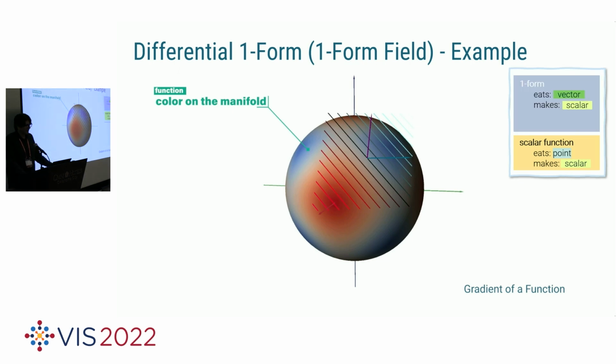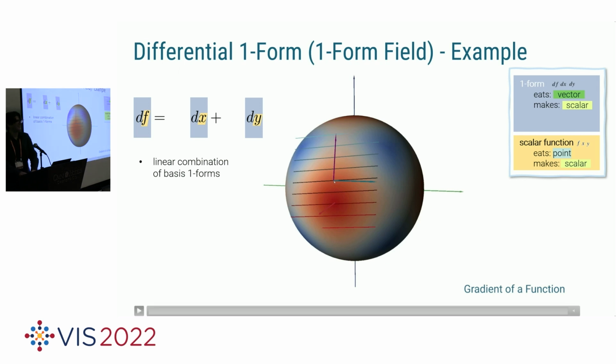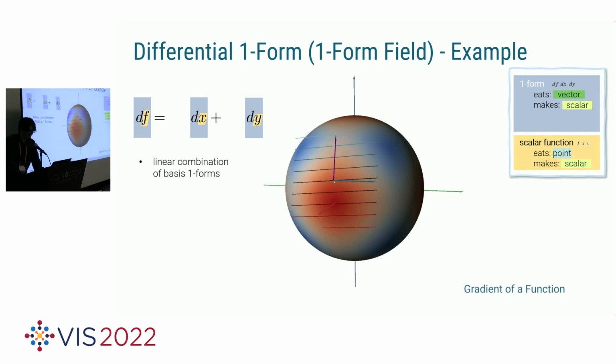And now we can construct the one form, the gradient one form. At each point, it needs to be able to eat a vector and give us a scalar. So how do we do this? Well, it can only be a linear combination of the basis one forms.